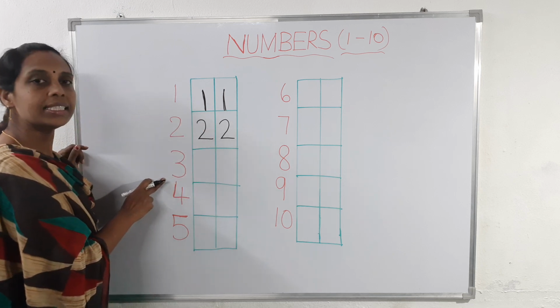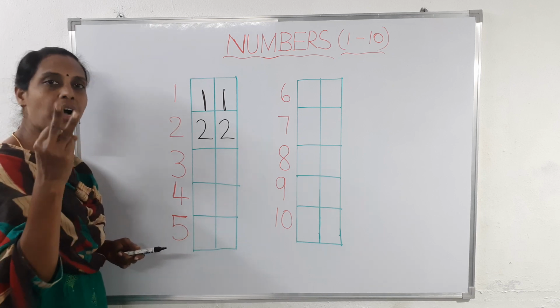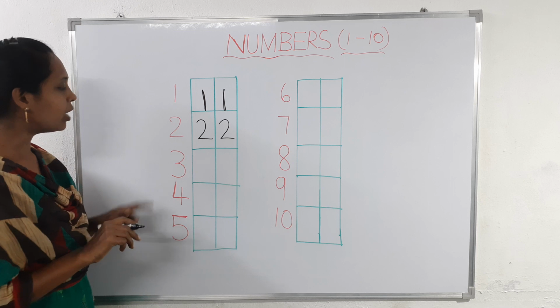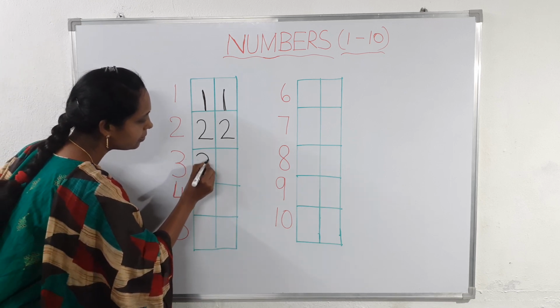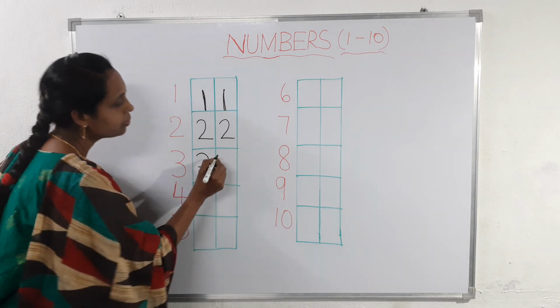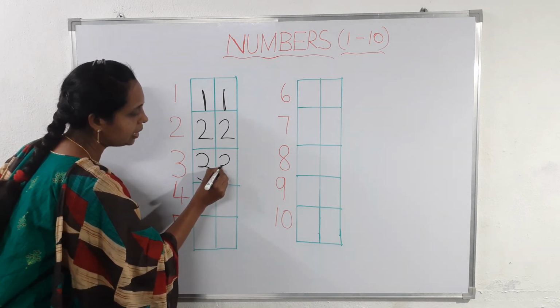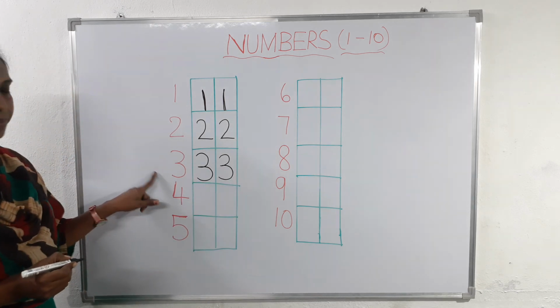Next number 3. What is this number? 3. 1, 2, 3. What is this number? 3. How to write? Left curve, left curve. Number 3.